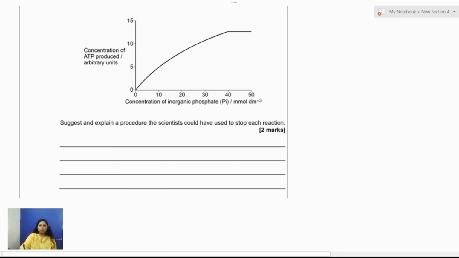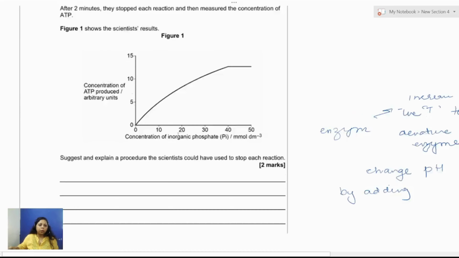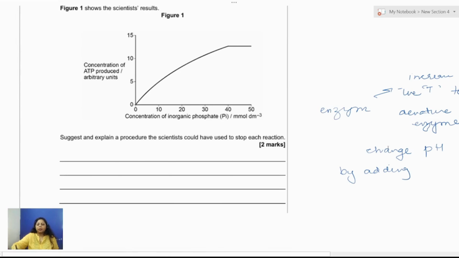How is the reaction stopped? First of all, they increase the temperature to denature the enzyme. Okay, what else can be done? They are using a buffer as well, so they can change the pH by adding... no, the buffer is already present. Look over here, the buffer is given, so add a strong acid, because a weak acid is not going to affect the buffer solution. The strong acid, okay.